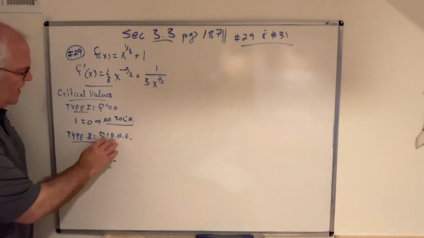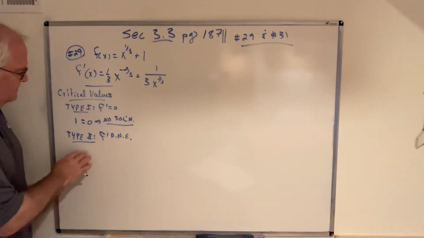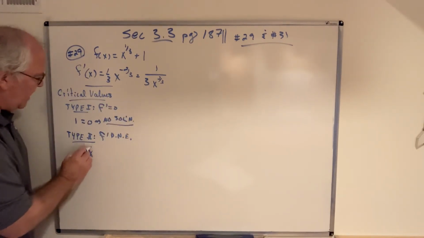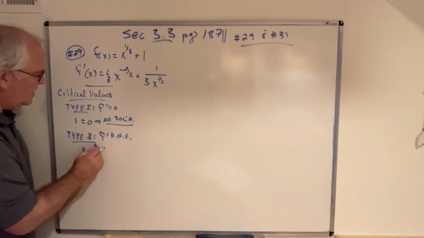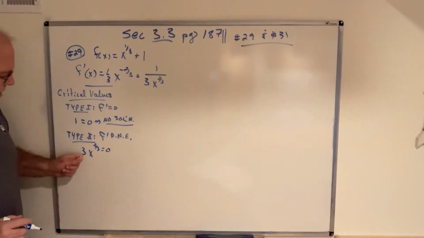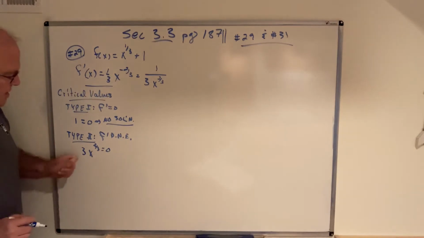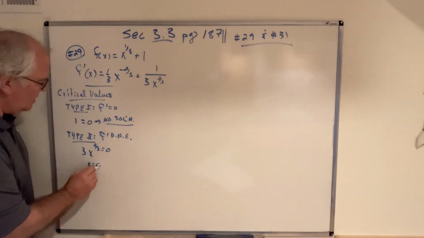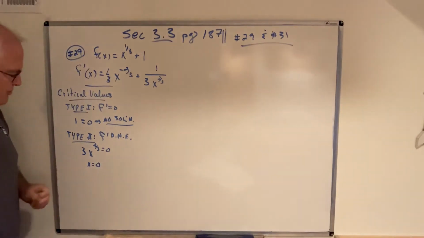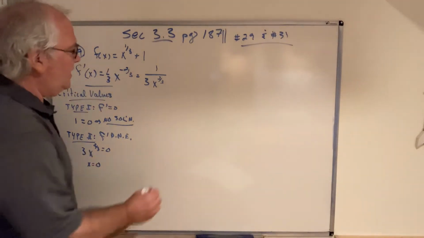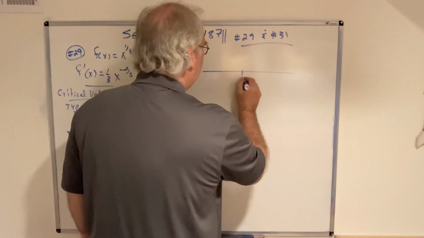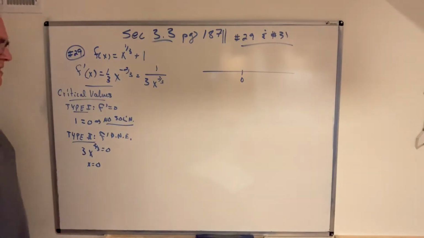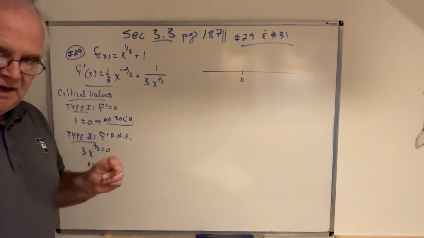So type 2 critical value, that's where the first derivative does not exist. And so we're going to set the denominator to 0. So this is 3x to the 2/3 is equal to 0. Divide both sides by 3, so that vanishes. And then raise both sides to the 3/2 power. It's not very hard to see that x equals 0 is what makes that expression true. So we have only one critical value. It's where x is equal to 0. So we have divided the number line into two pieces.